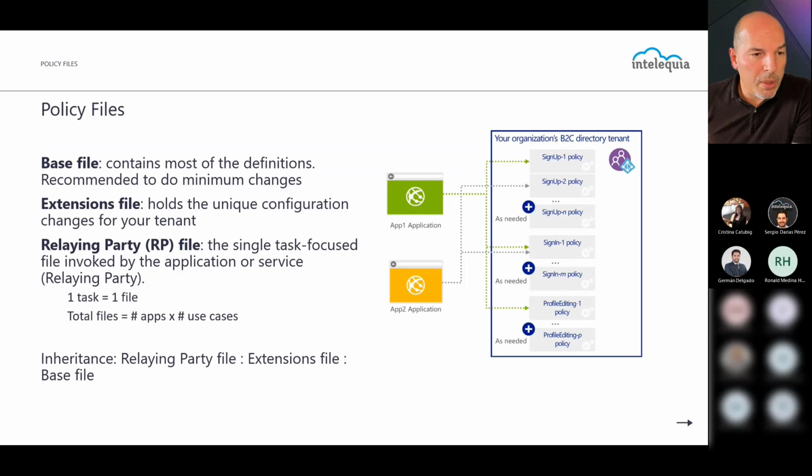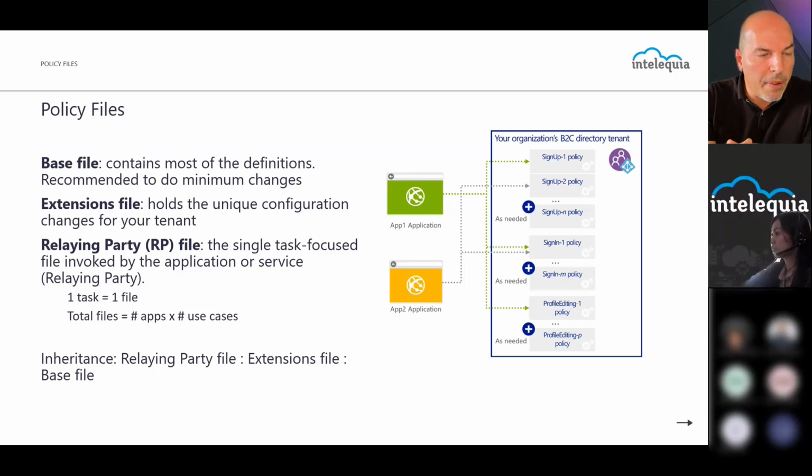So how does this work? For each policy you have three levels. You have a base file, an XML file that contains all the definitions, for example what type of claims you want to use, the regular ones like email, first name, given name, etc. If you are going to extend, you will also need to declare those claims in that XML file. Also, there are some functions that you can call from the other files, and the steps of your flow.